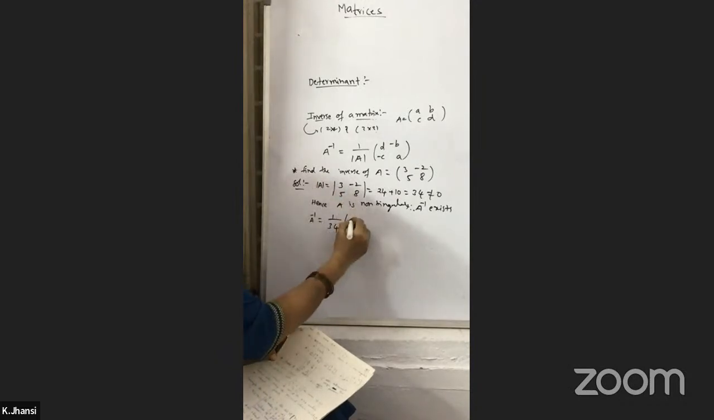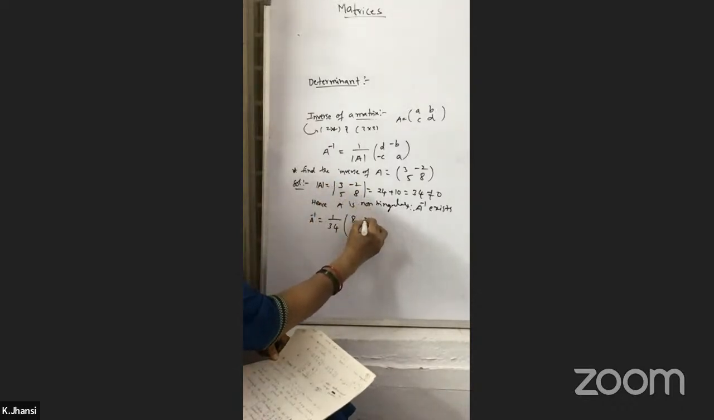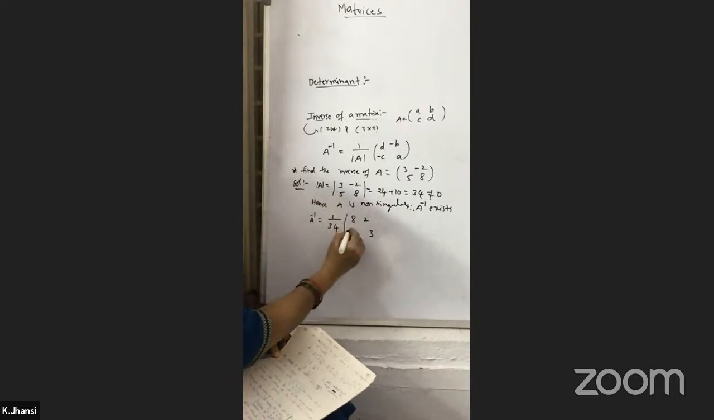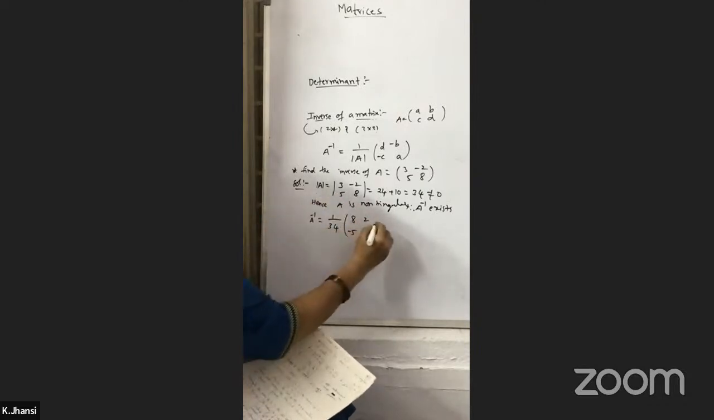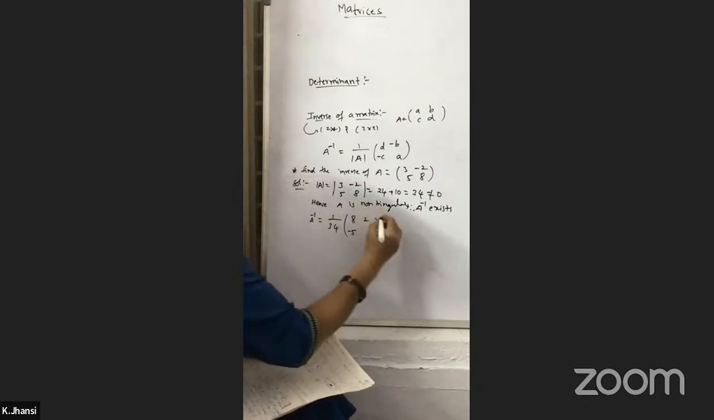adj A. Just interchange this one. That is 8 and here 3. And here already minus is there. Minus of minus means it will become plus 2. And here it will become minus 5. So this is A inverse for a 2 by 2 matrix.